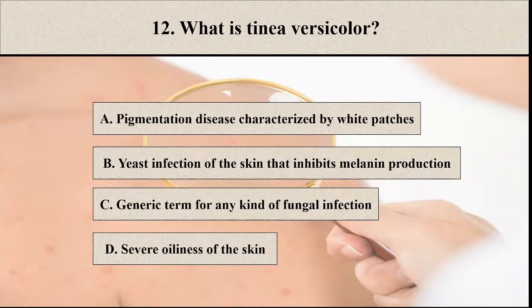What is tinea versicolor? Is it a pigmentation disease characterized by white patches? Yeast infection of the skin that inhibits melanin production? Generic term for any kind of fungal infection? Severe oiliness of the skin? If you chose B, yeast infection of the skin that inhibits melanin production, you are correct.